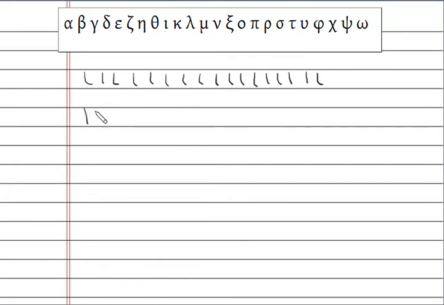Kappa is pretty self-explanatory. Looks like our letter K, pronounced the same. I usually make 3 strokes. Sometimes I get fast and I just do 2, continuous. My second and third go fast together. But that's the kappa, and that is the K sound. So that's our iota, kappa.